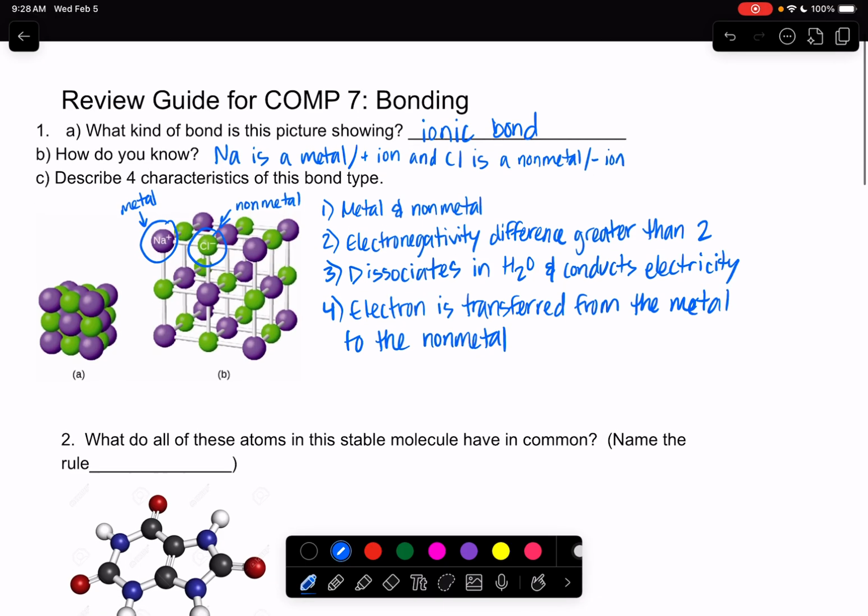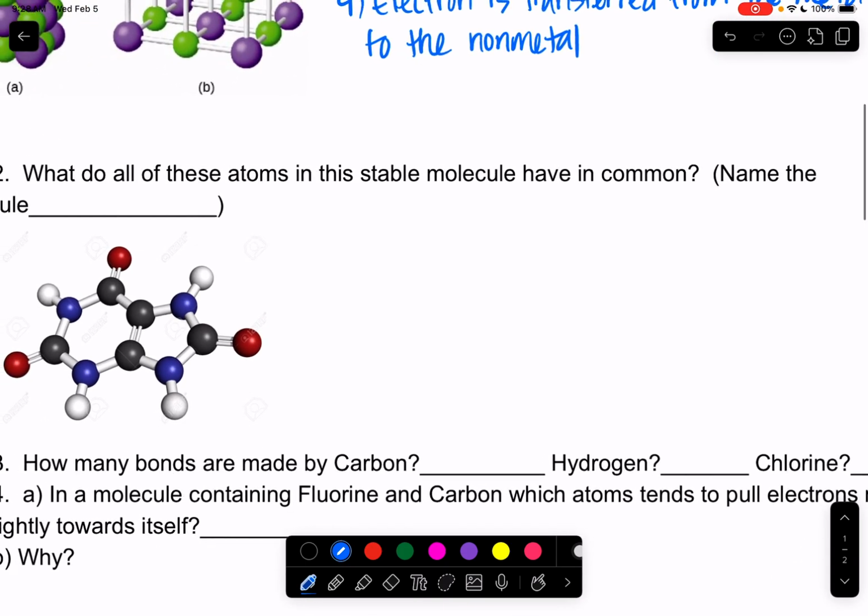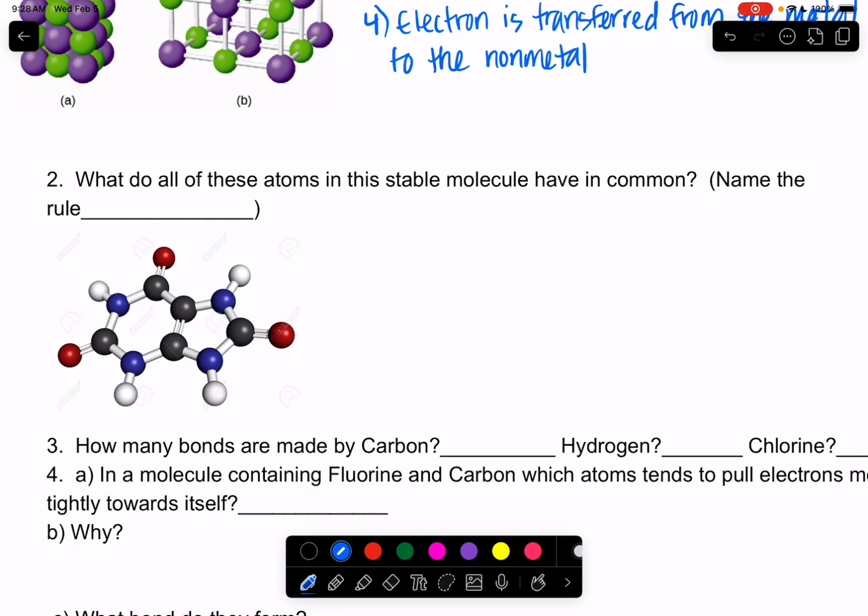All right, next one. We have another model, and we're trying to find, okay, what do all these atoms in this stable molecule have in common? The way that this is shown is like, this is a 3D model, where the atoms are sharing electrons. So this is a covalent compound. And what covalent compounds do is they share electrons in order to have a full valence shell. And most of these want to have 8 electrons around them. And that is called the octet rule, which is also in your vocab.